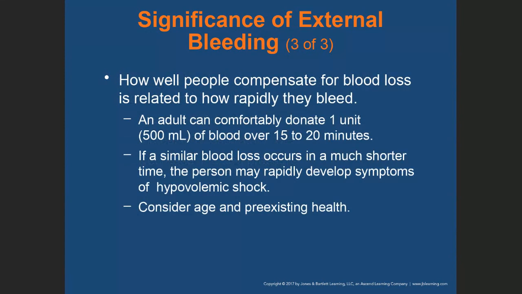How well people compensate for blood loss is related to how rapidly they bleed. An adult can comfortably donate 1 unit, which is 500 mils of blood, over 15 to 20 minutes. But if they lose this amount of blood rapidly or suddenly, they can start to show signs of hypovolemic shock. And age and pre-existing medical conditions can also affect this.